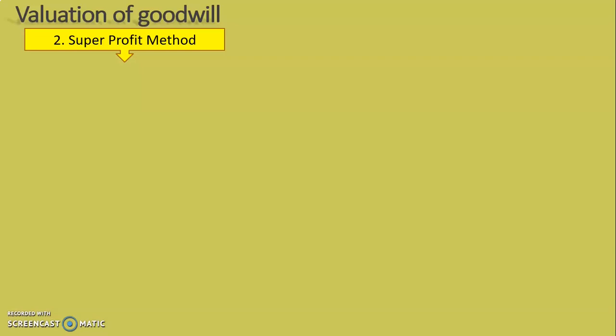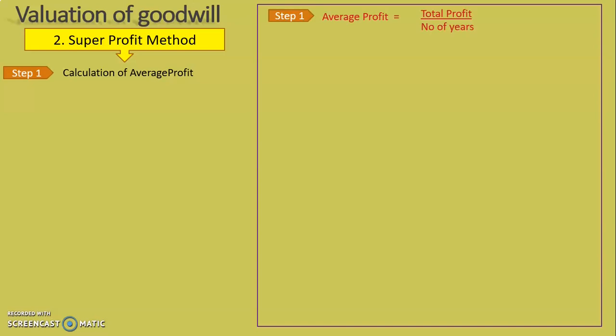Now the second method of valuation of goodwill is super profit method. Now what is super profit? If a firm earns extra profit over and above the normal standard profit, then this extra profit is called as super profit. Goodwill is calculated on the basis of this super profit. The first step, calculate the average profit. And the second step is to calculate the normal profit.